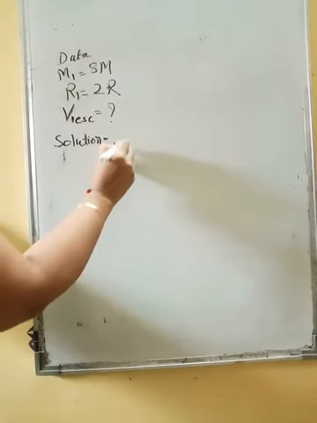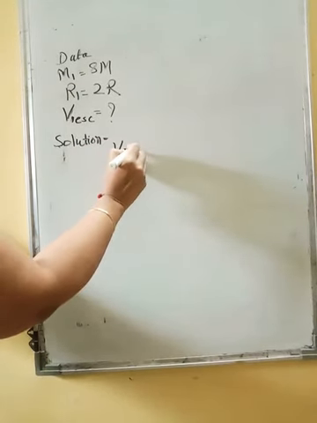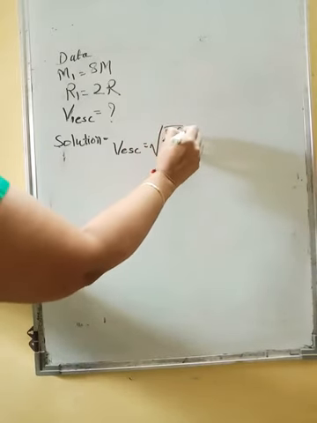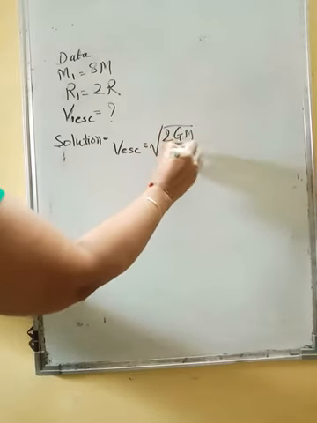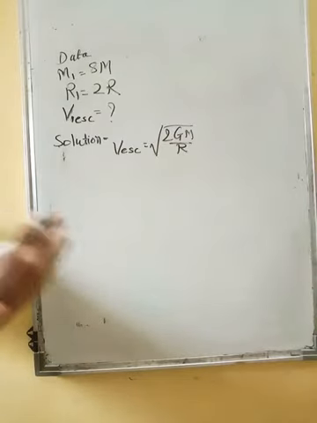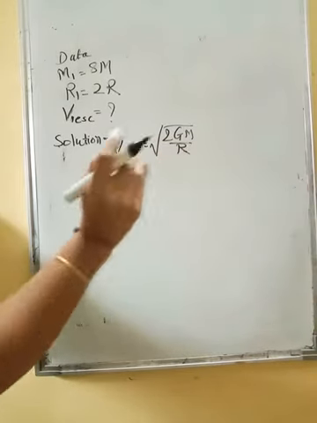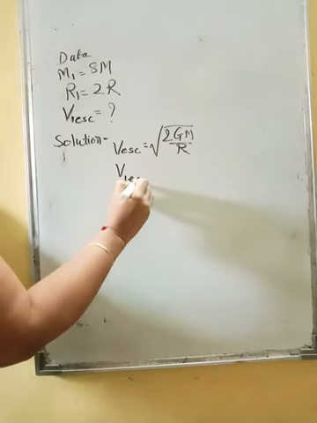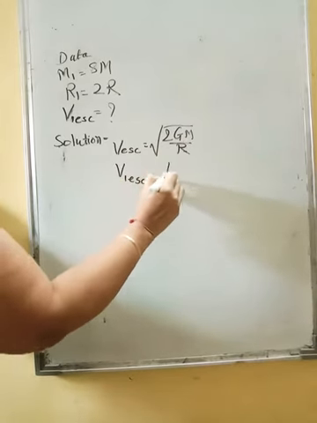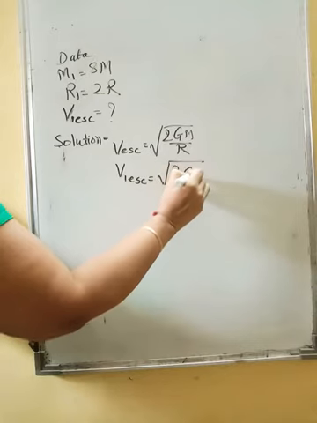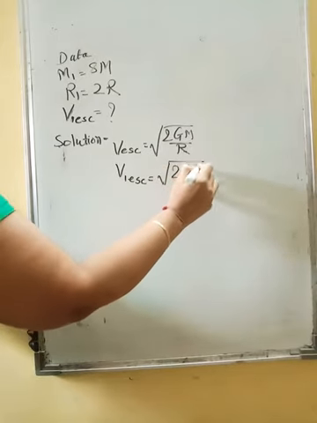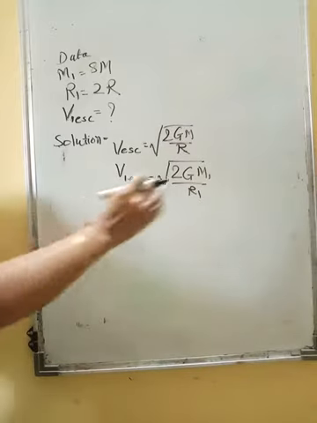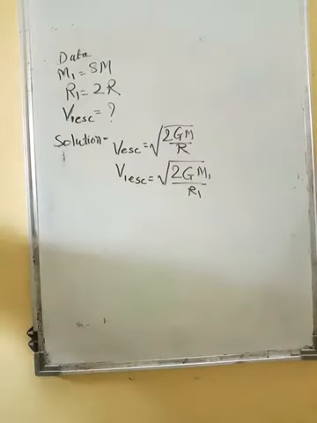What is the formula? Anyone will say? Square root of 2gm upon r. This is the normal formula, for the earth. So v1 escape will be square root of 2g m1 upon r1, with its own mass and its own radius. Is it clear?